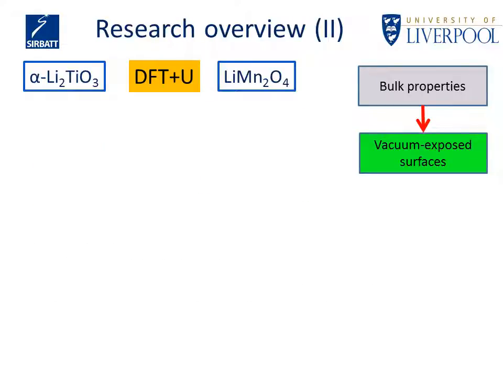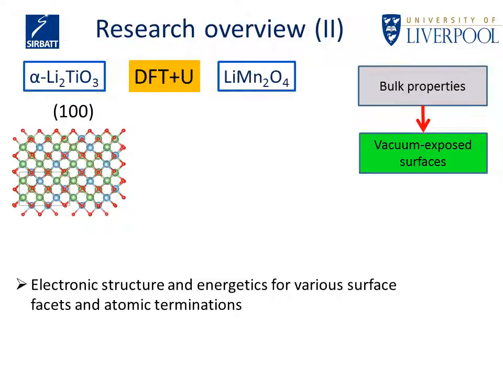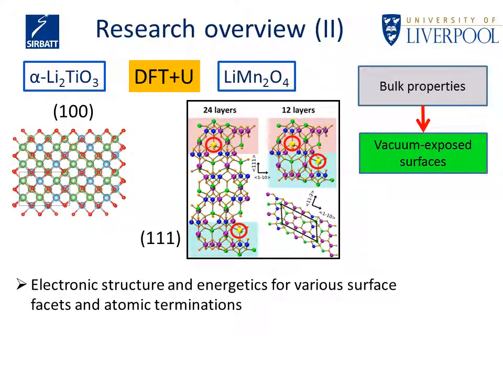Using the information we obtained for the bulk properties, we then investigated the vacuum exposed surfaces for these two materials. We computed the electronic structure and energetics for various surface facets and atomic terminations. The lowest energy surface for alpha lithium 2 is the 100 lithium oxygen titanium terminated. On the other hand, for lithium manganese oxide, the lowest energy surface is the 111 lithium terminated.